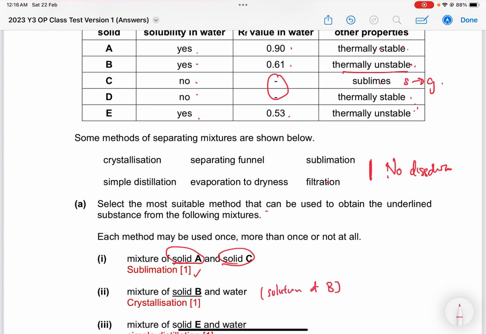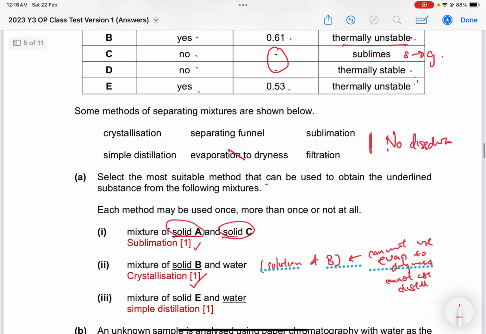B is thermally unstable, so I cannot use evaporation to dryness because it is thermally unstable. So therefore, the only way to obtain the solid B from the water is crystallization. So you say, can distill, I distill all the water out, left over is solid B. Cannot, because if you heat it too much, it's thermally unstable, it will decompose. So therefore, cannot also use distillation. Okay, so just take note.